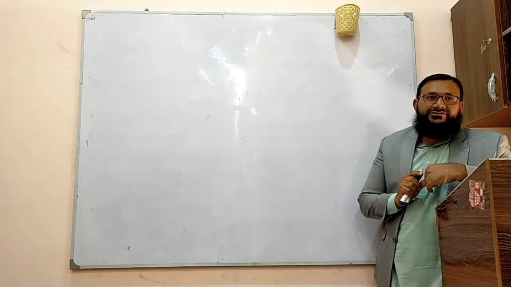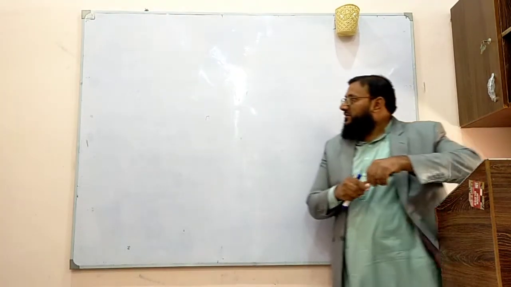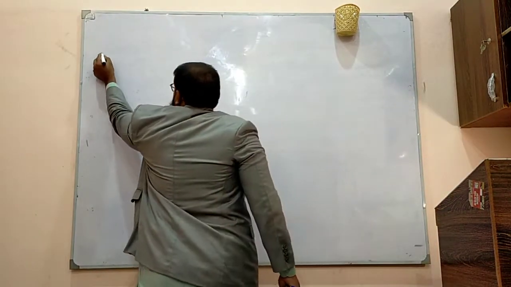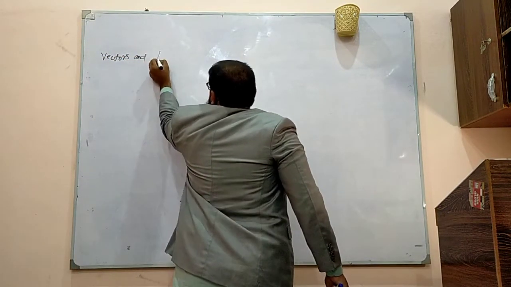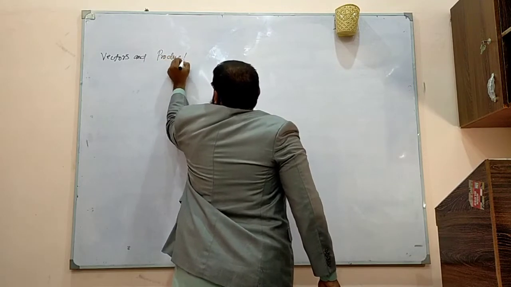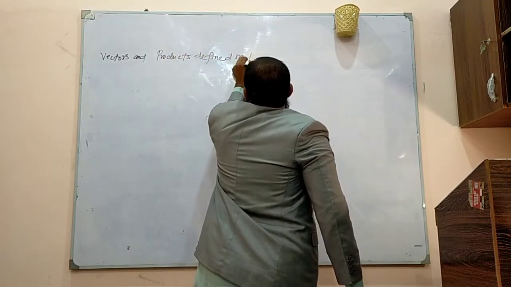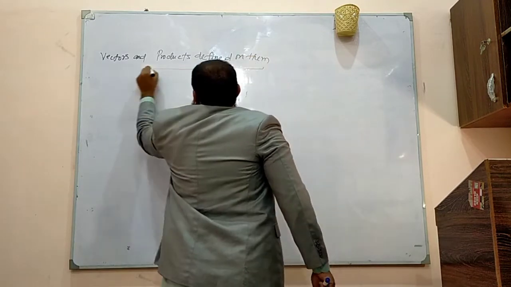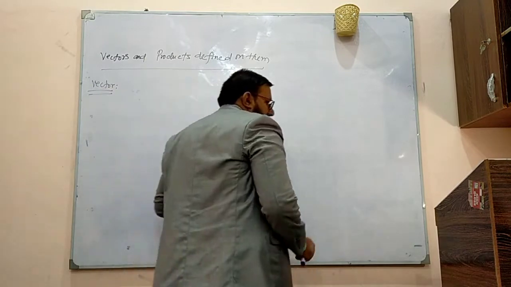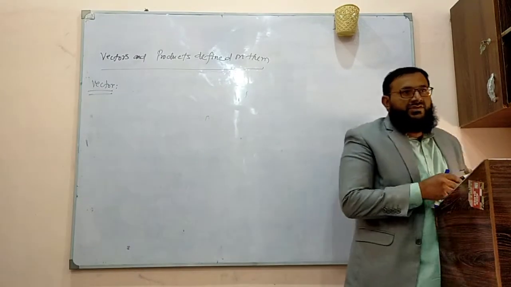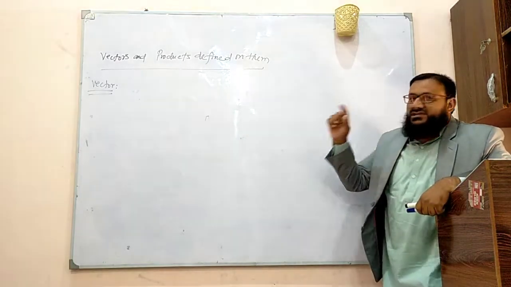So what is the idea of the dot product of two vectors? Vectors and products defined on them. The first thing is, what is a vector? What is our particular perception about a vector? Because this thing is very much important.